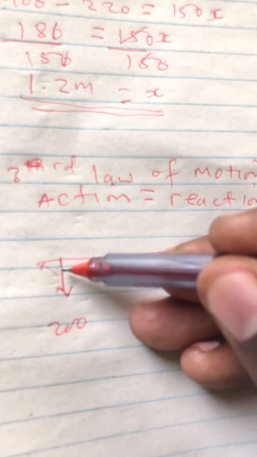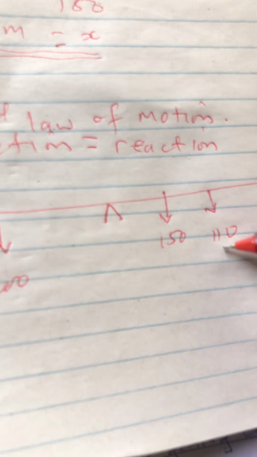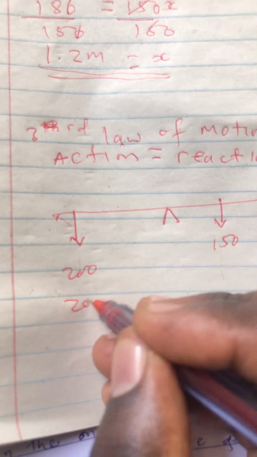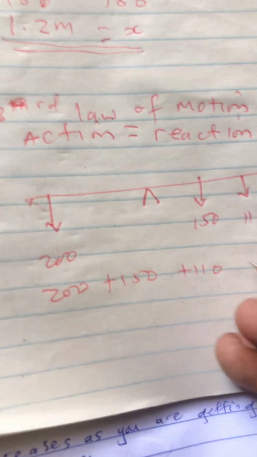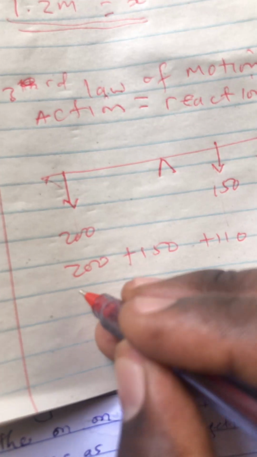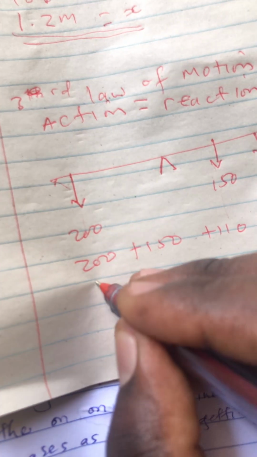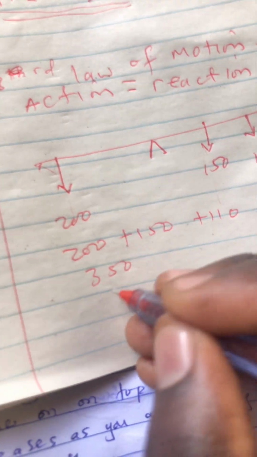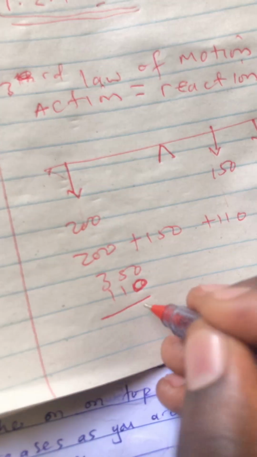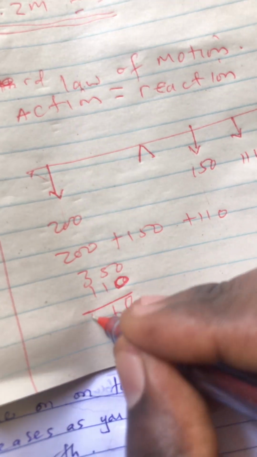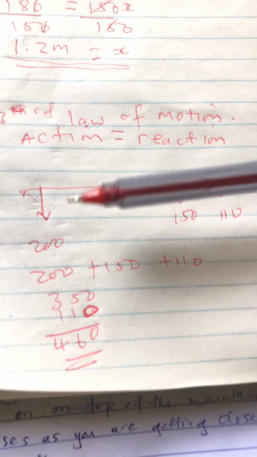So how is this going to help us, ladies and gentlemen? So when these forces are acting downwards, how much is the force that is acting downwards? We're going to say 200 plus 150 plus 110. Okay. So when you add them, you're going to have 350 plus 110, which is 460. Okay, so this is the force that is acting downwards.